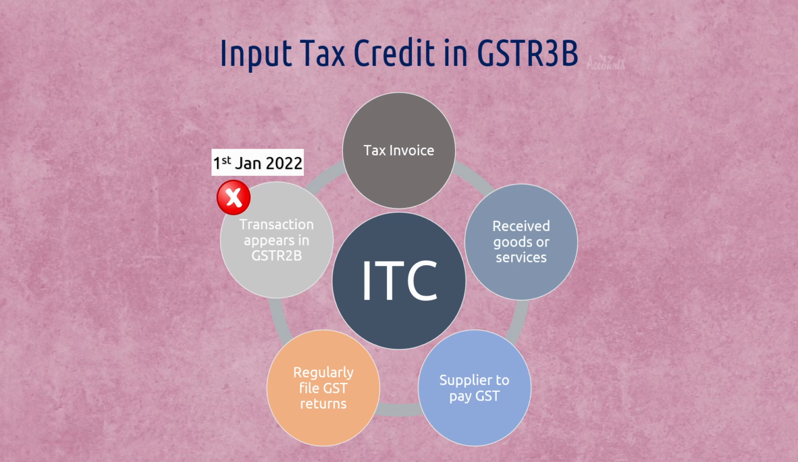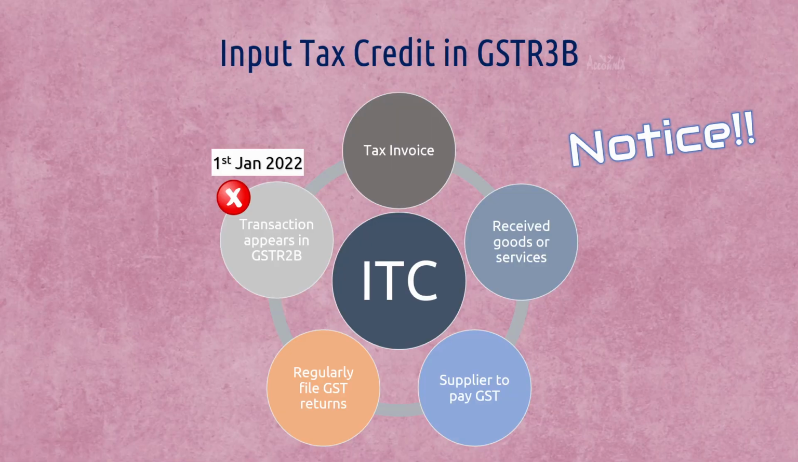So till December 2021, you could avail input tax credit in your GSTR3B as long as you satisfy the remaining four conditions. But whenever there was a difference of ITC that you have claimed in your GSTR3B and your GSTR2A, the GST department used to send notice asking you to either pay the difference of tax or reverse ITC along with interest. But if you observe here, to avail input tax credit in your GSTR3B, GSTR2A is not at all relevant.